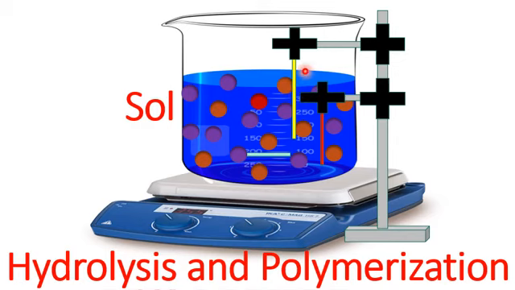So in the hydrolysis step of the sol-gel process, the precursor material in a solvent is converted into a hydroxyl sol. So the sol is formed in the hydrolysis and polymerization step of the sol-gel process.